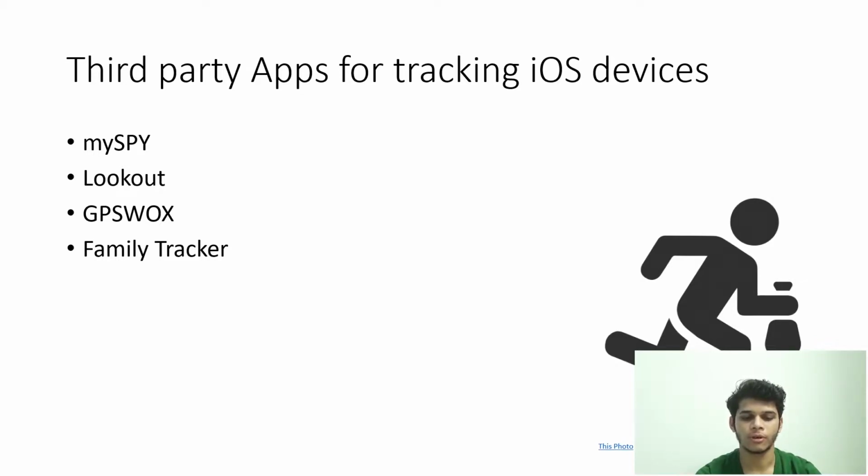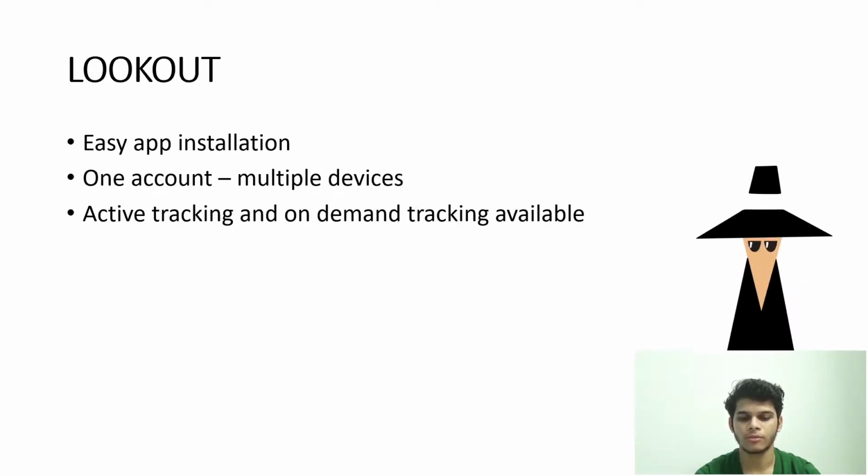Lookout is one of them. Lookout app is one of the most famous apps on the App Store and is an extremely good freeware alternative for the first party app Find My. It has a very easy installation process and one can monitor multiple devices using a single account. Active tracking and on-demand tracking modes are available on this app.